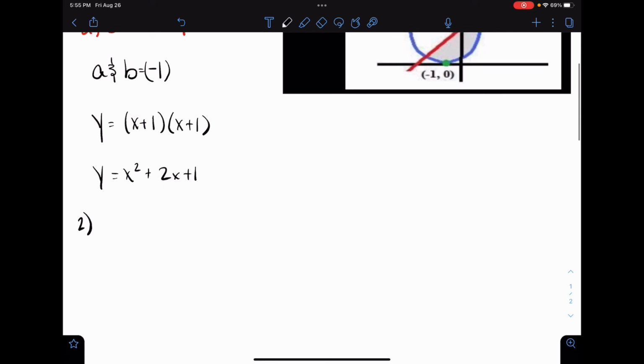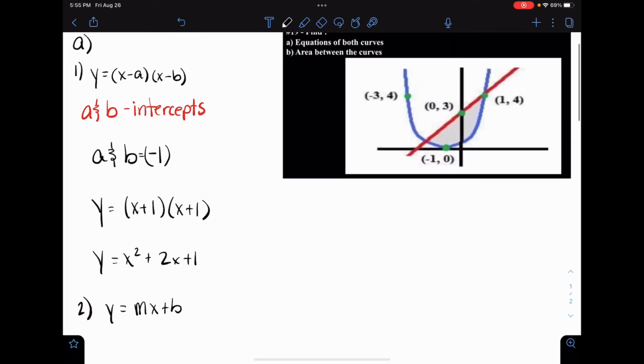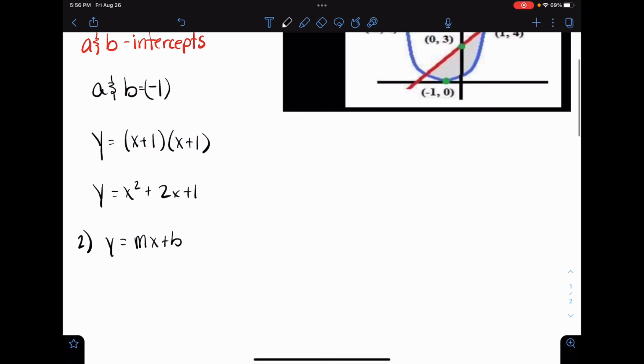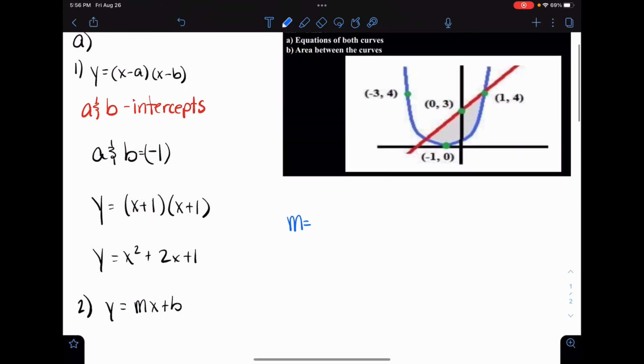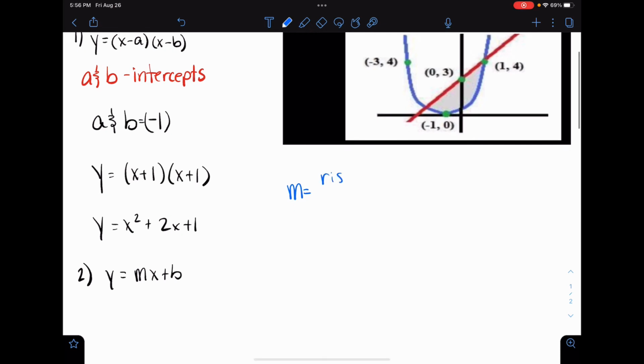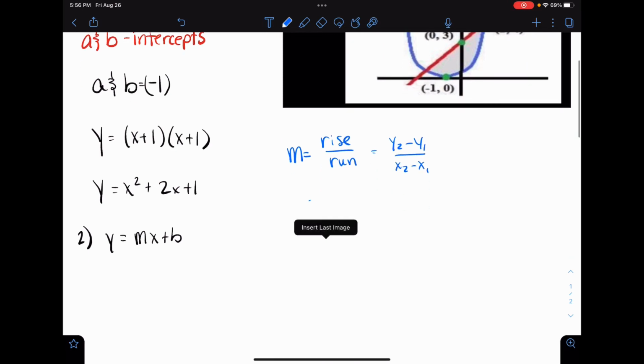For the line, we're going to use y equals mx plus b, which we've done before, where m is the slope. If we solve for the slope, m equals rise over run, which equals y2 minus y1 over x2 minus x1. And that's going to be 4 minus 3 over 1 minus 0, which equals 1.